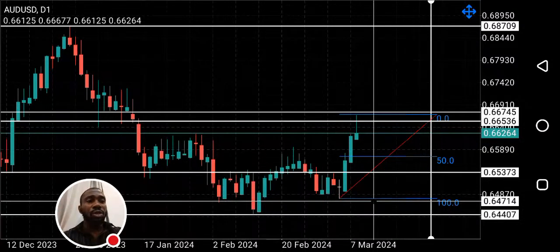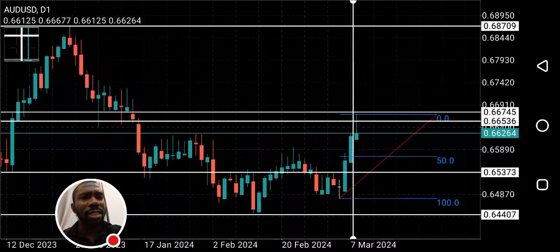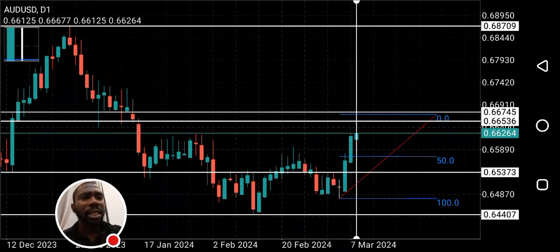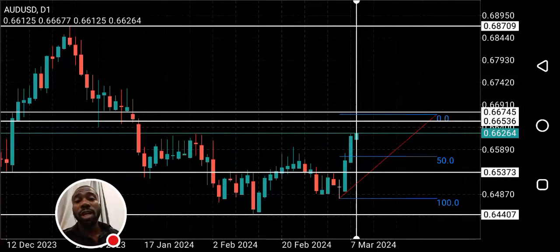Are you with me? So after the formation of this shooting star on daily, the next thing we need to do is go down to, what's the next lower time frame? 4-hour time frame. If we're able to identify a bearish reversal pattern on 4-hour time frame, then we should consider selling Australian dollar USD on Monday or Tuesday. Okay, so let's go down to 4 hour.